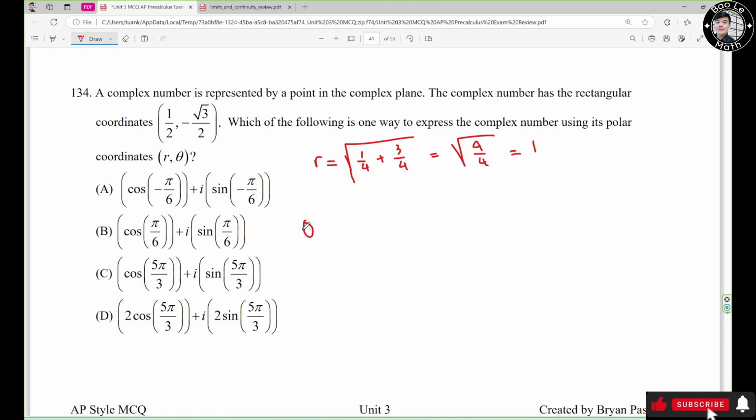Now, angle theta equals tangent inverse of y divided by x, which means negative root 3 over 2 divided by 1 half, right? Now I need to multiply the top and bottom by 2 right here because I see the denominator has 2 right here. So this cancels out, this cancels out. The answer must be tangent inverse of negative root 3, right? So it's going to be 5 pi over 3, right? So angle theta equals 5 pi over 3 and radius equals 1. The answer must be C.